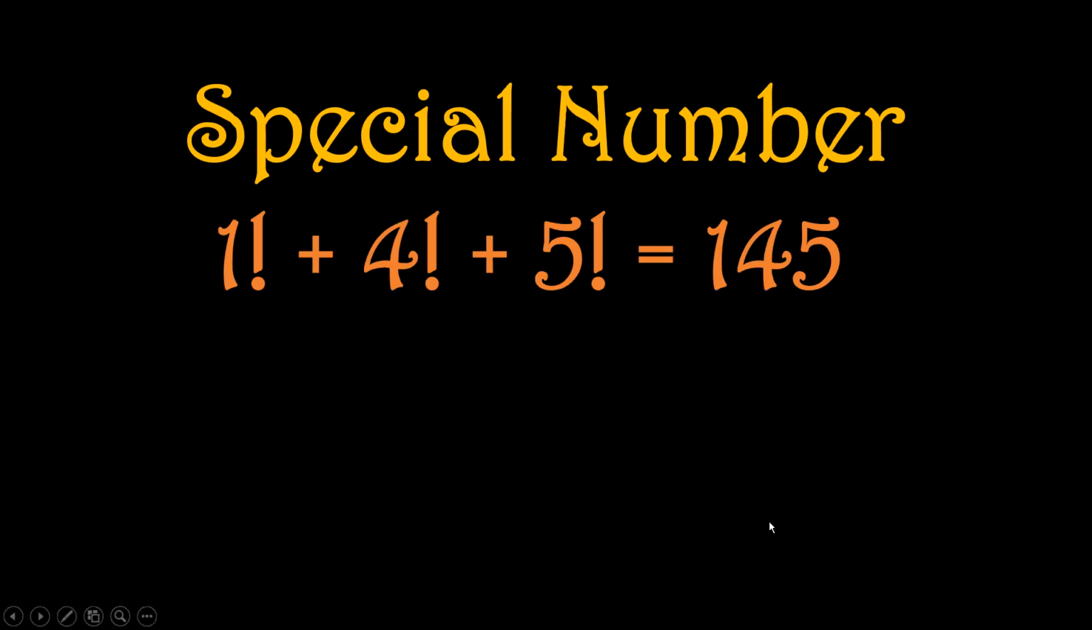For example, 145 is a special number. 1 factorial is 1, 4 factorial is 24, 5 factorial is 120. Sum of which is equal to 145. So we call 145 a special number. Now let us write the Java code for the same.